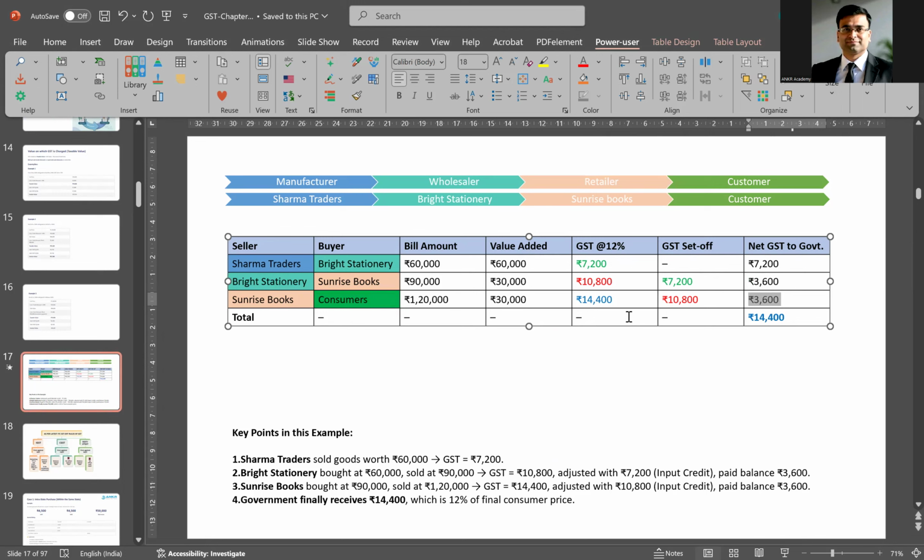So this is a very important concept of ITC credit, and even when we do accounting at the next stage, this will become very, very important. I hope you understand this concept.